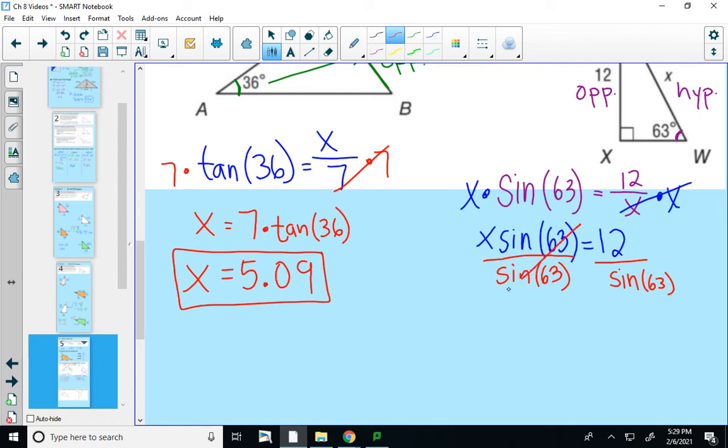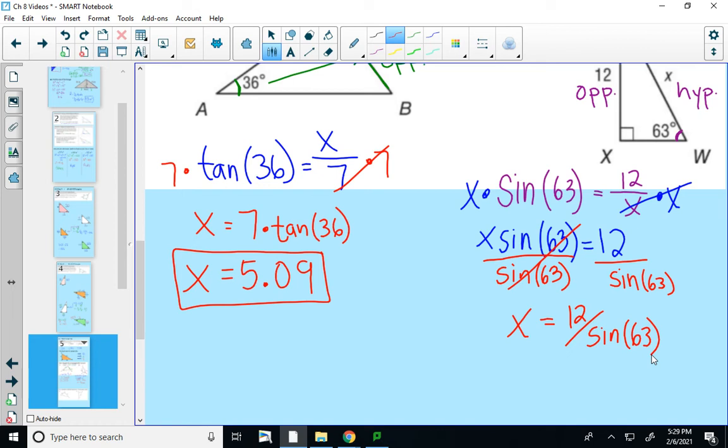So that's going to cancel. I know x equals 12 divided by the sine of 63. That's my answer, but I want it to the nearest hundredth, so I'm going to type that in a calculator. 12 divided by sine key 63, close your parenthesis.